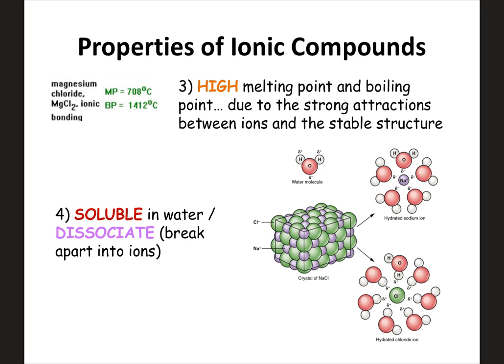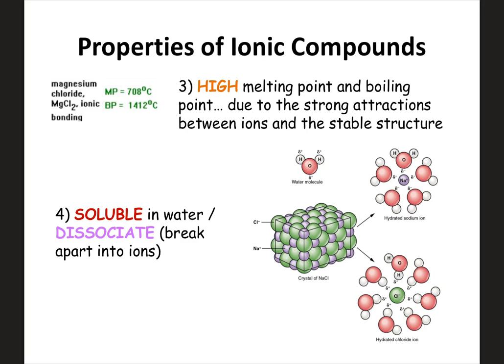Because ionic compounds have that very strong attraction between the opposite charges, they have very high melting and boiling points. The opposites are so strongly attracted to each other that they don't really want to come apart, so you need a lot of energy to make them melt or boil. If you look over here, this is magnesium chloride. The melting point is over 700 degrees Celsius, and the boiling point is over 1400 degrees Celsius. So, very high melting and boiling points.